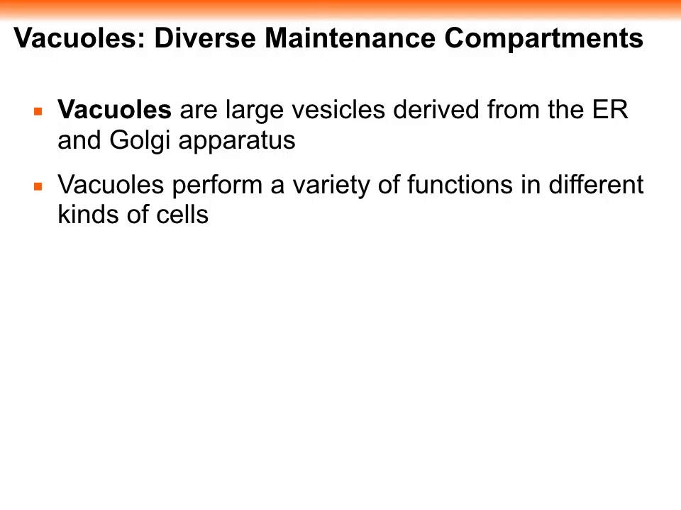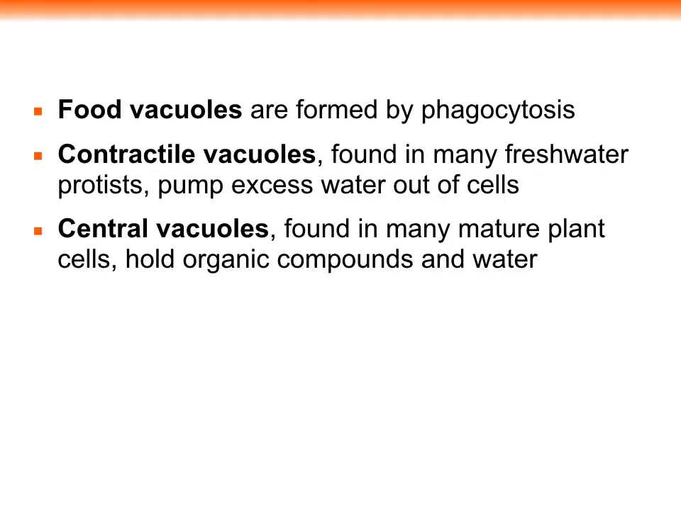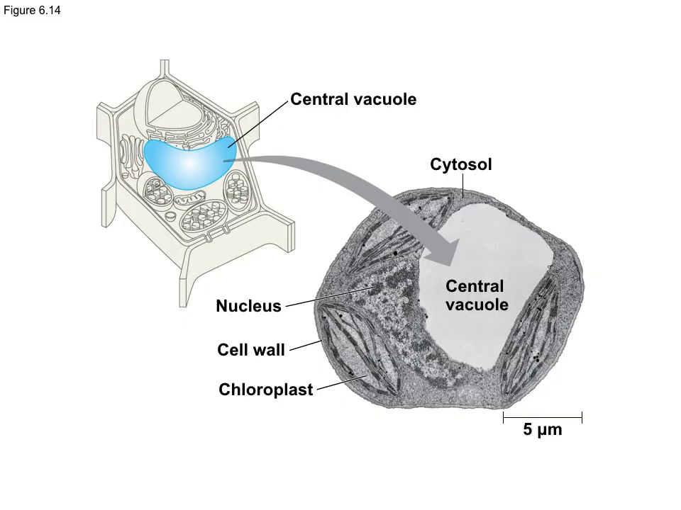Vacuoles are just large vesicles derived from the ER and the Golgi apparatus, all made out of the same stuff, phospholipids. Well, there's food vacuoles, there's contractile vacuoles, and there are central vacuoles, which we generally find in plant cells, to keep the pressure high inside, and so that way the walls don't cave in, and so that way plants can have structure.